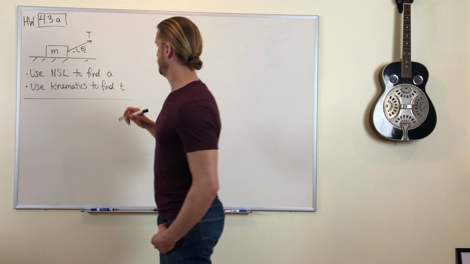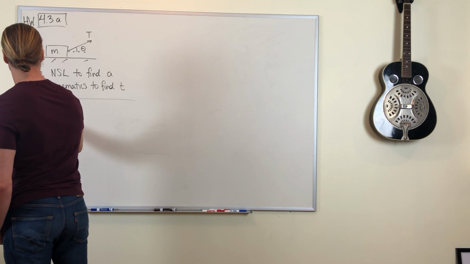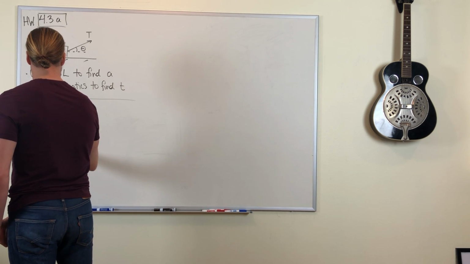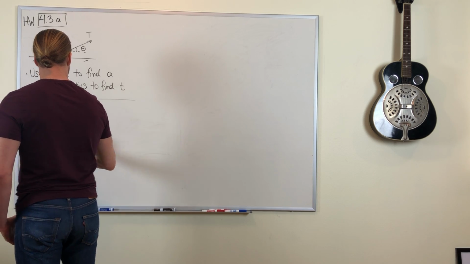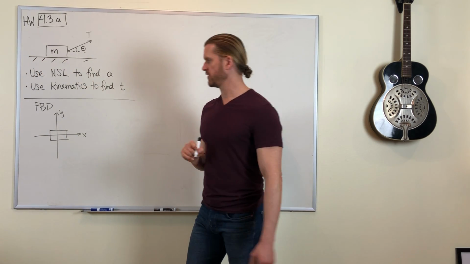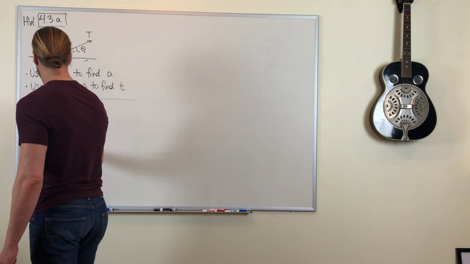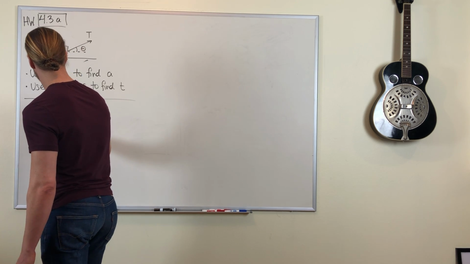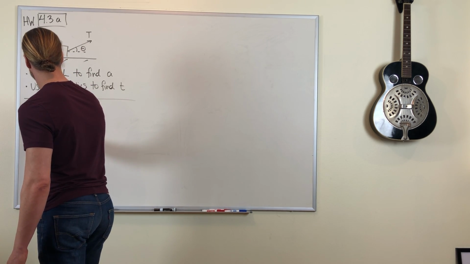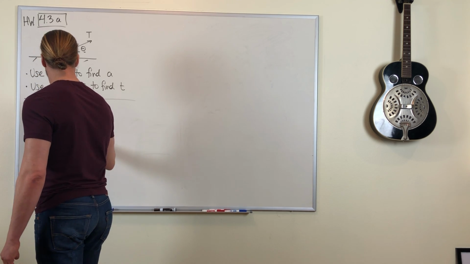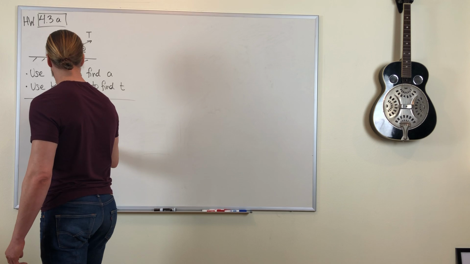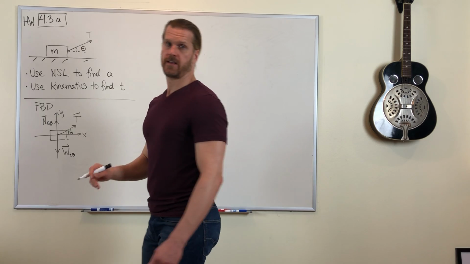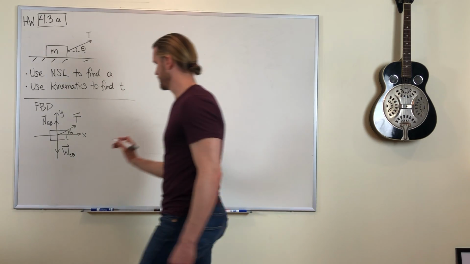To find the acceleration, we can do that with a free body diagram. There's our coordinate system and object of interest. We have gravity. We have a normal force. And this tension force happening at an angle. Let's look at that tension force and get the components.